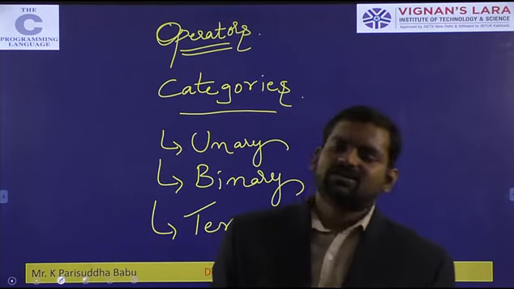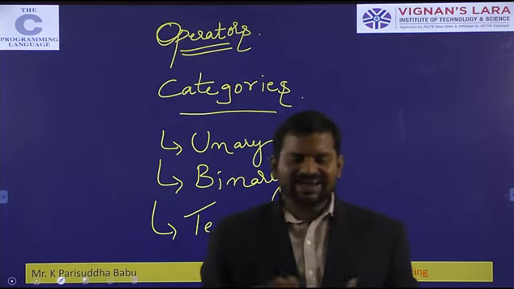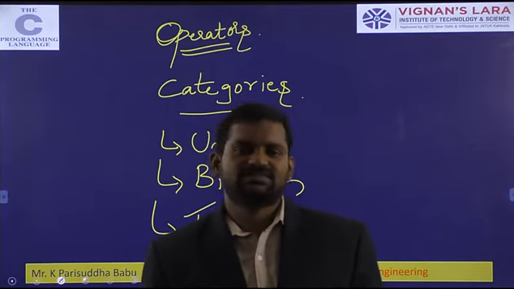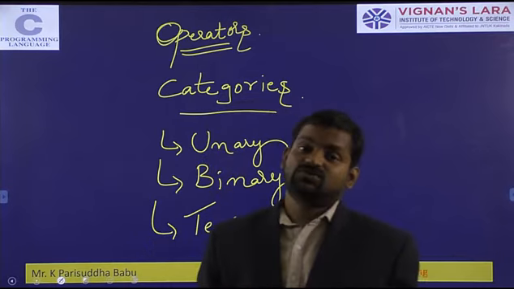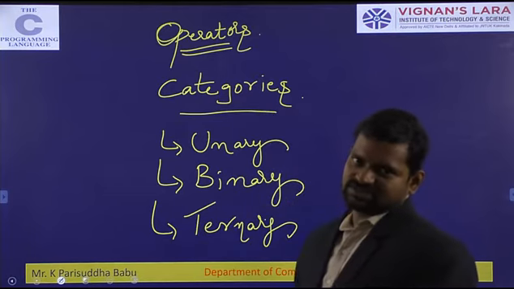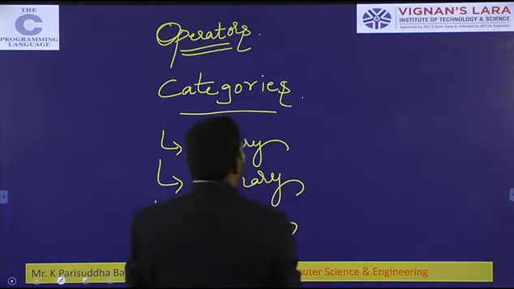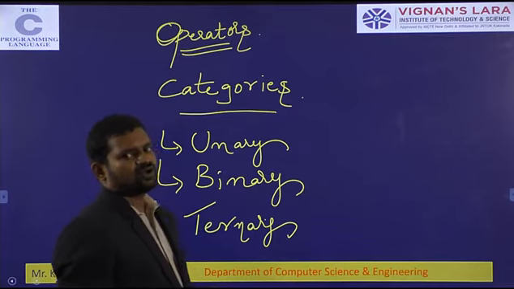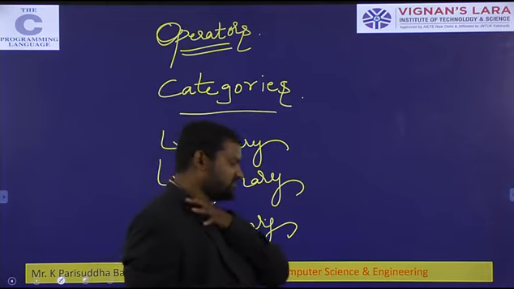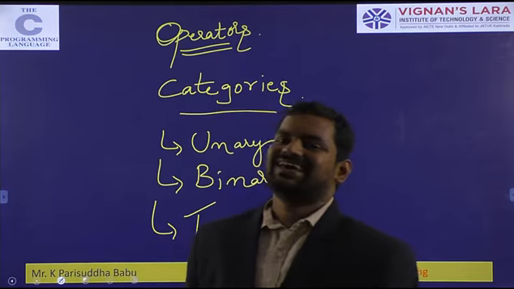Welcome back. In the previous class, we studied identifiers, the rules for creating identifiers, and what tokens are available in the C language. From those tokens, we are now studying operators. What are operators? An operator is a symbol which performs an operation on operands. What are the categories of operators? Binary operator, unary operator, and also the ternary operator.